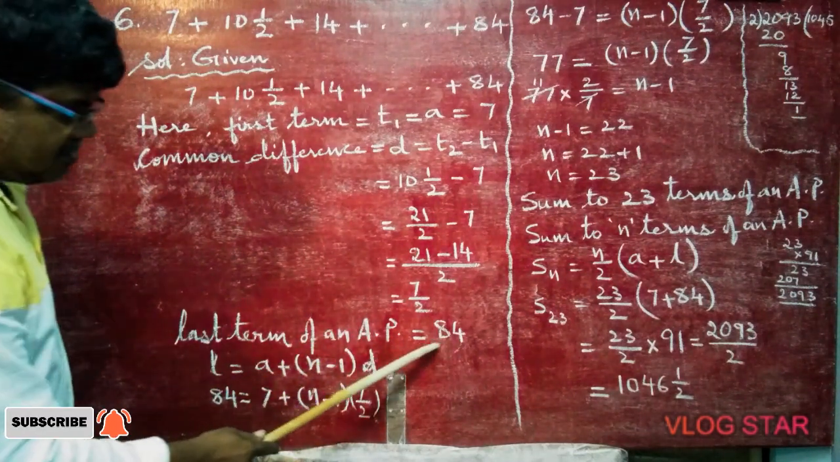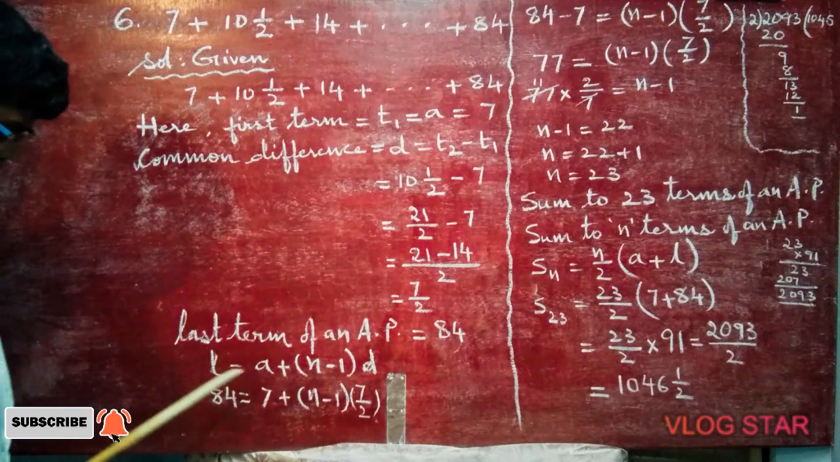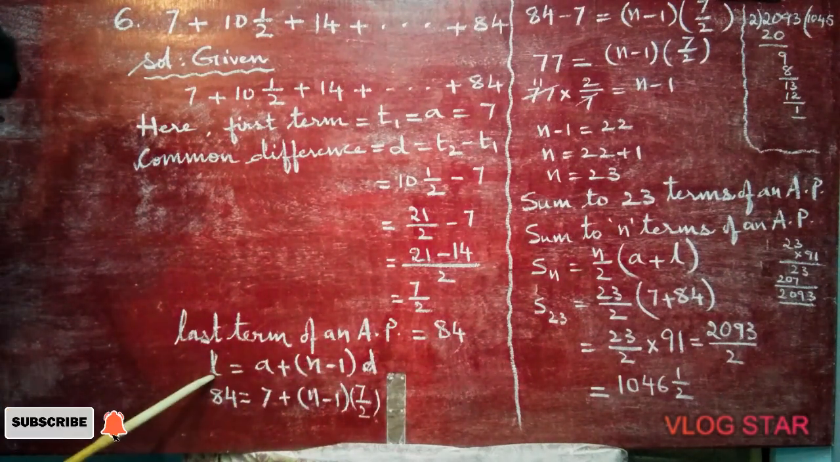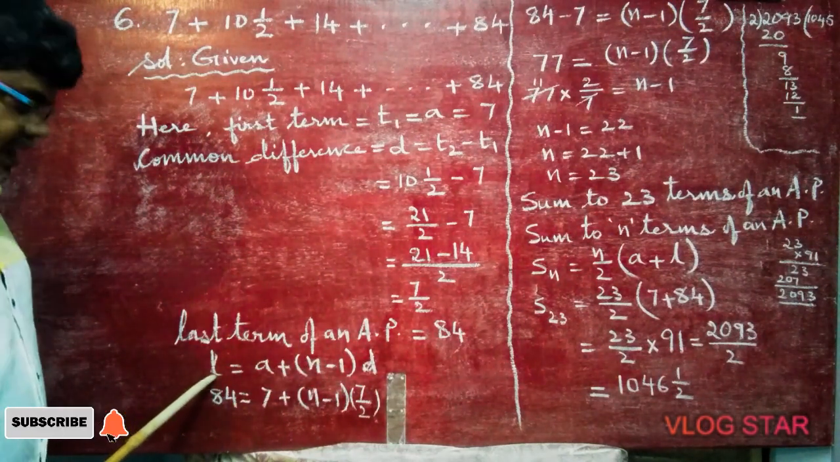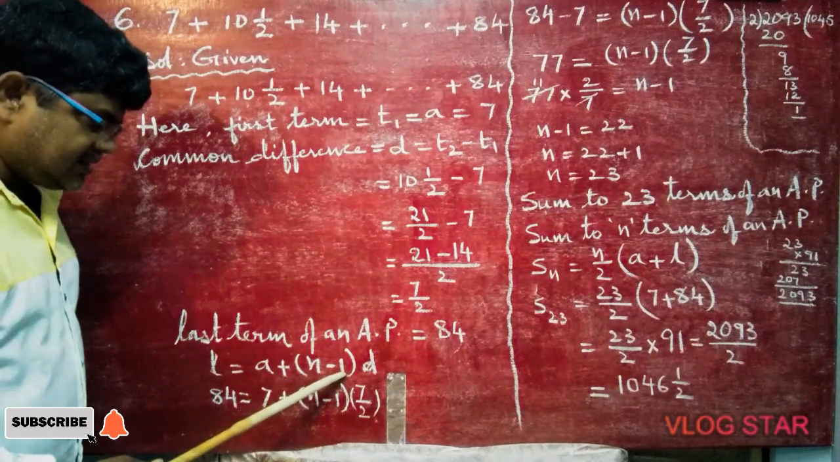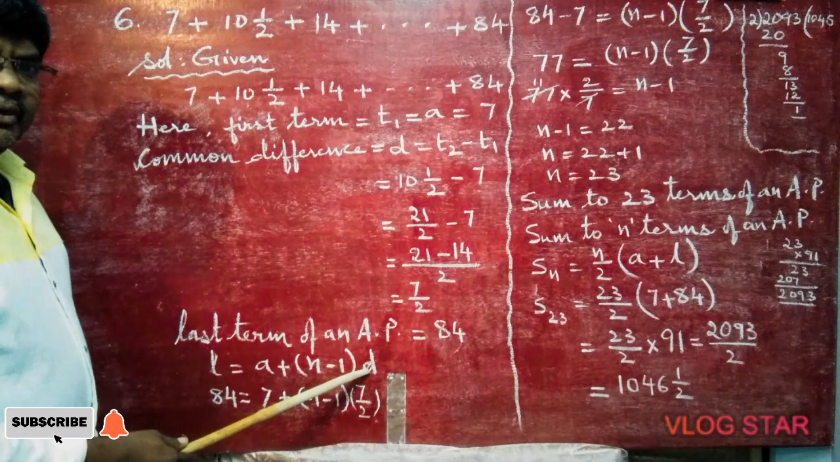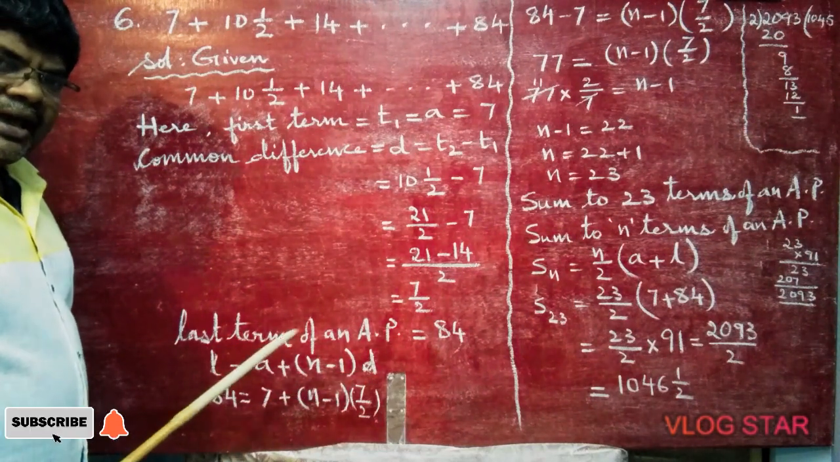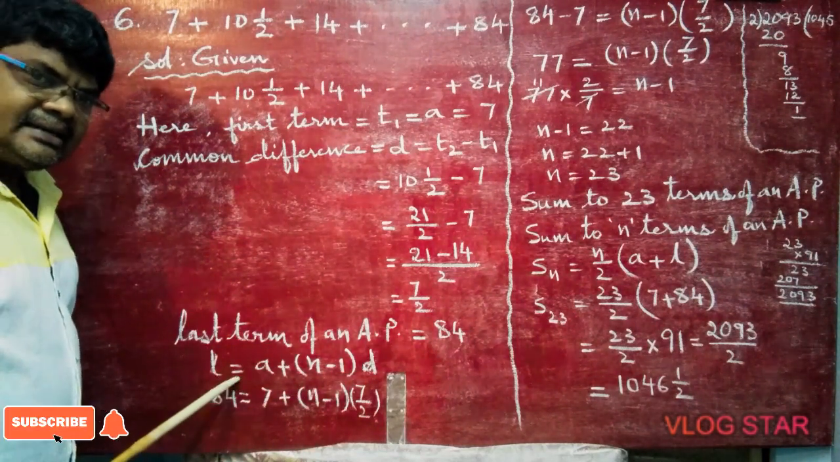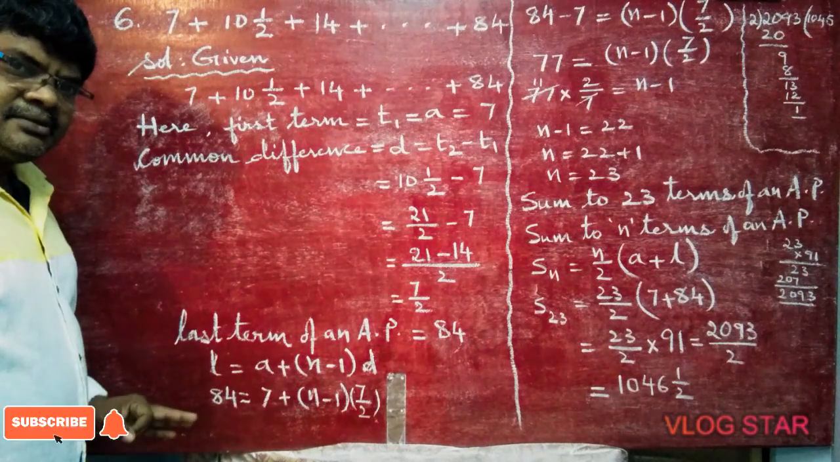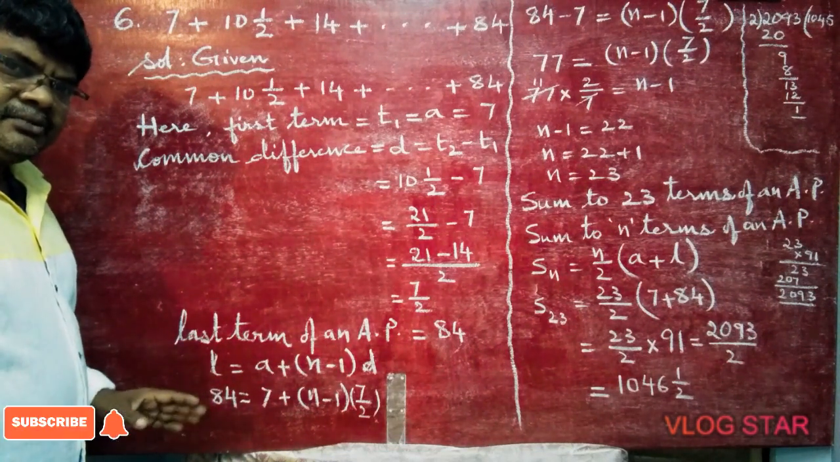Last term of an AP, how much have they given? 84. We represent the last term of an AP as L. And the formula for L is A plus N minus 1 into D. This is the formula. Last term formula, nth term formula, general term: 3 names, same thing. I told you.